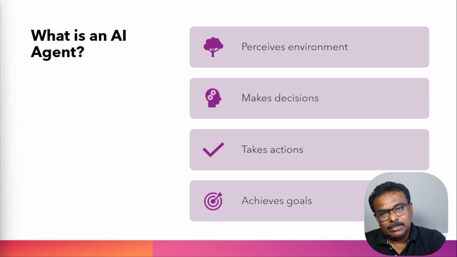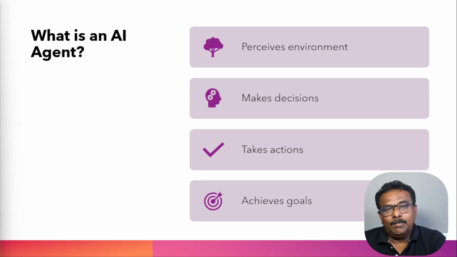So, if you look at the definition, an agent is a system which perceives or observes the environment where it resides and makes decisions based on the criteria and takes actions based on the decision it has made to achieve the goal.